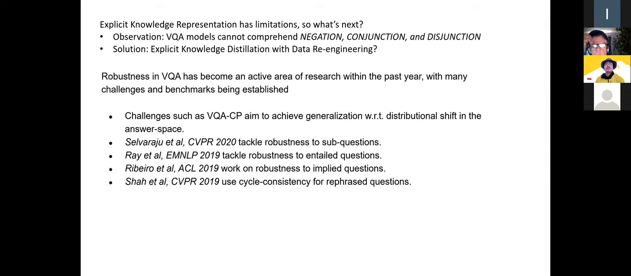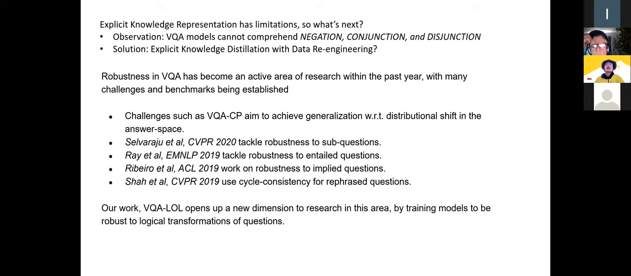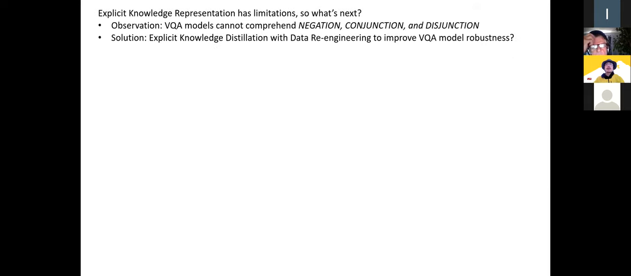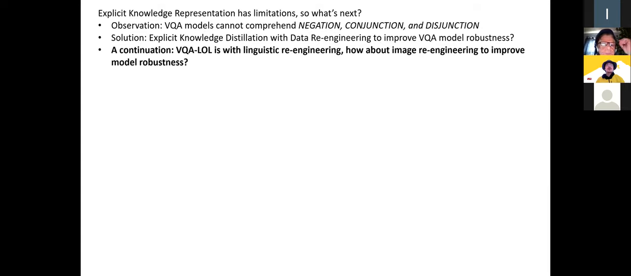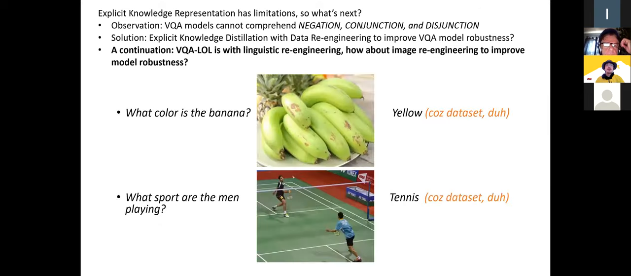Now, with that empirical observation, we continue with the question: if VQA LOL is doing so-called linguistic re-engineering, can we do image re-engineering to improve model robustness? LOL is operating on the language side. A straightforward extension is, can we also operate on the image side? So that leads to the following challenge.